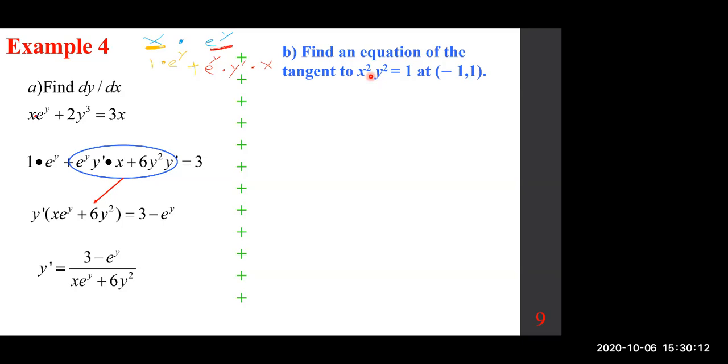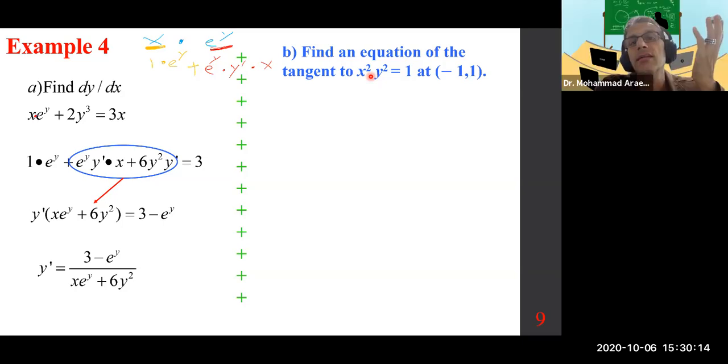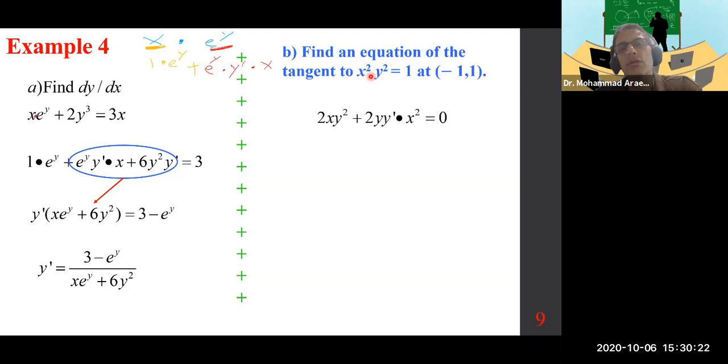2y y prime. Beautiful. That's it. You got it. 2y y prime by the chain rule times x squared, and the right side is a number, so it gives you 0. So one more time. x squared gives you 2x times y squared by the product rule. y squared gives you 2y y prime times x squared by the product rule. This is a number. Doesn't matter if it's one or any other number. The answer is 0.